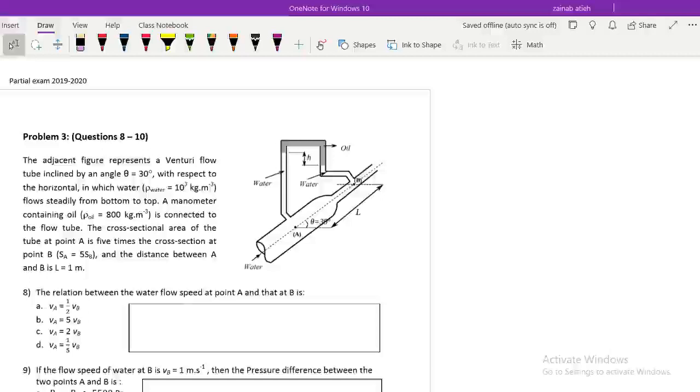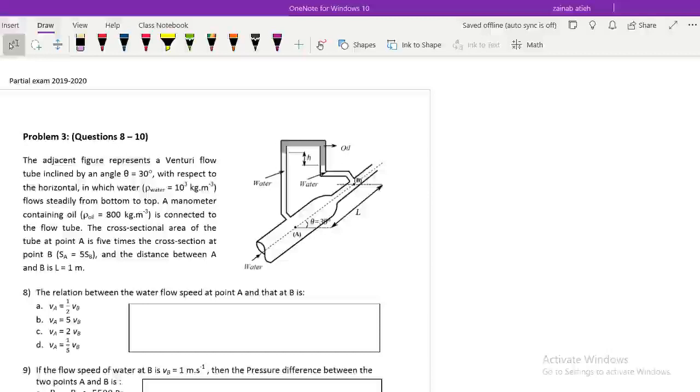The cross-sectional area of the tube at point A is 5 times the cross-section at B, so SA is equal to 5 SB. The distance between A and B is L equals 1 meter. So you can see that AB or L is equal to 1 meter. This is the given. In part A it says the relation between the water flow speed at point A and that at B is, so we have to find a relation between VA and VB.